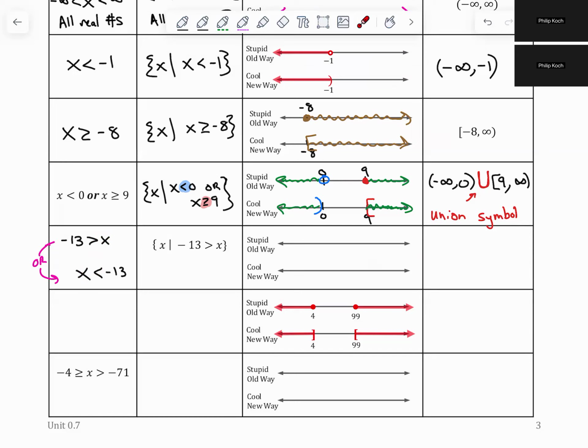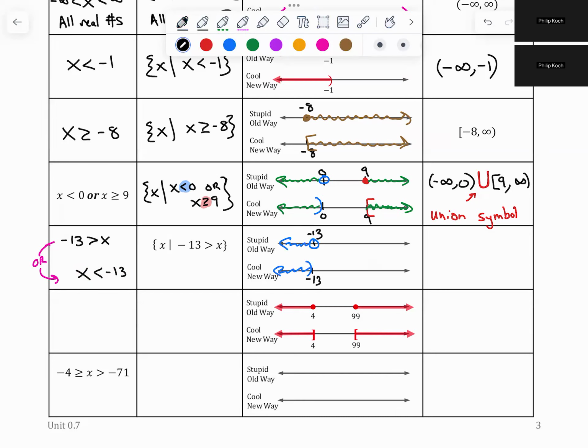With the old way, that's all the numbers that are less than negative 13. So I'll plot negative 13 on the number line, and it's going to be an open circle. It's all the numbers less than negative 13. When we read it the more comfortable way, x is less than negative 13, it'll be all the numbers to the left. So that's going to be a parenthesis in the new way. So the interval notation would be parenthesis, negative infinity to negative 13, end parenthesis, because it cannot be included.